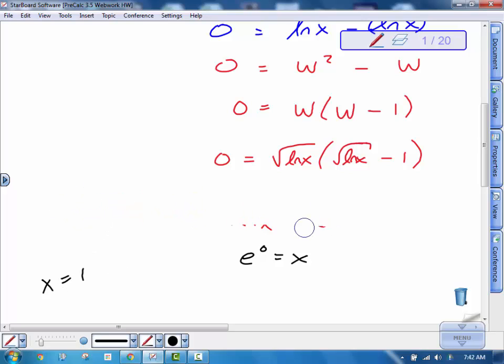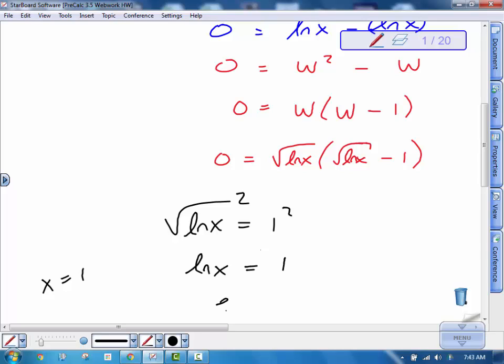The other answer then is what we get when we set this equal to 0. So I have the square root of the natural log of x equals 1. If I set this equal to 0, add 1 to both sides. Square both sides, you get natural log of x equals 1. And then e, base to the exponent equals the argument. So the other answer is e. X equals 1 and x equals e are the two answers.